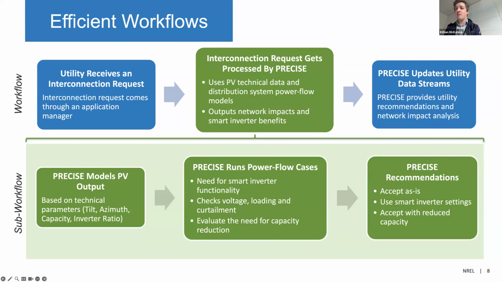And then PRECISE is making a recommendation in terms of accept as is, accept but use some smart inverter settings, or offer this path where maybe you could get acceptance with a reduced inverter capacity. And then planning engineers can go and make decisions with customers in terms of, if there is a case for grid upgrades or alternatives, so that they have those tools in their back pocket. Next slide.